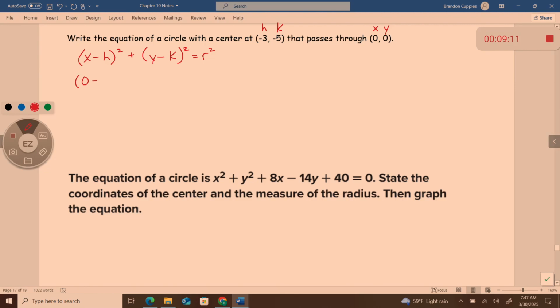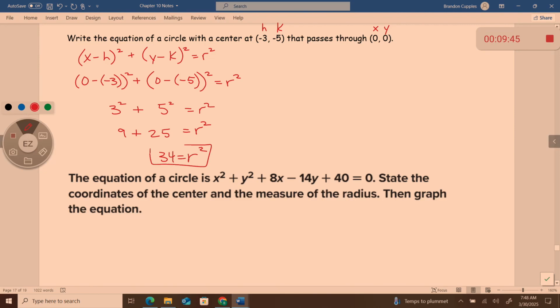0 minus negative 3. 0 minus negative 5. Okay. Just plugging those values in and then going in and solving for them. Now, if I do that, double negative makes a positive, so this is actually 3 squared. And this is double negative makes a positive, so positive 5 squared. We have 9 plus 25, which would equal 34. I'm actually going to stop right there. Why do I want to stop right there?